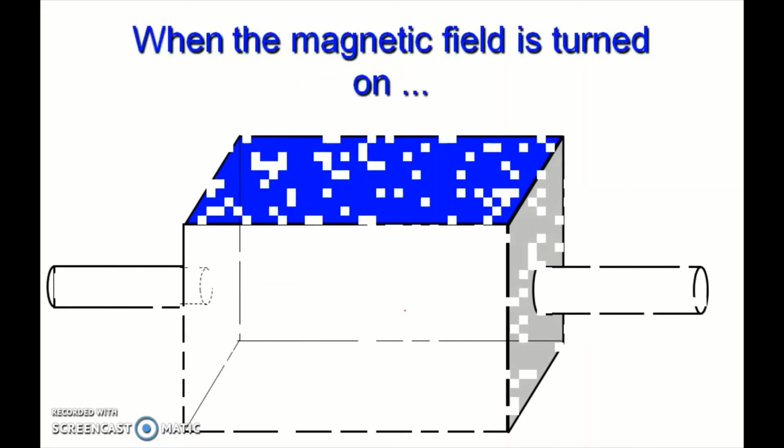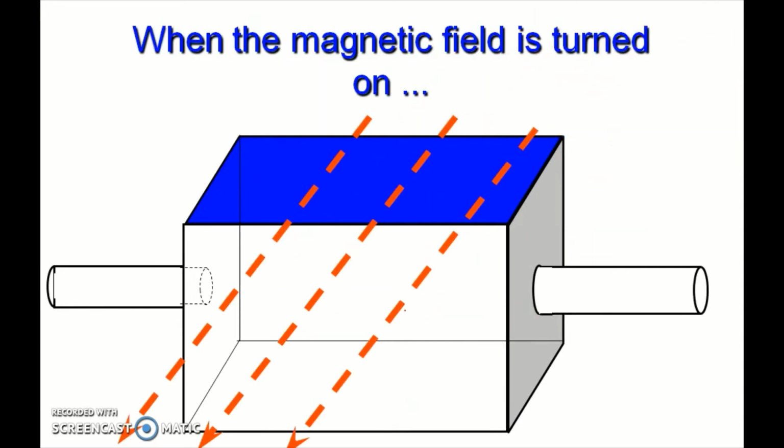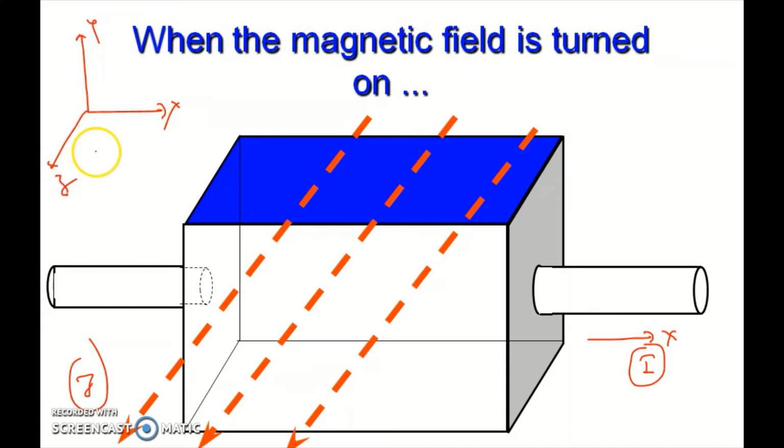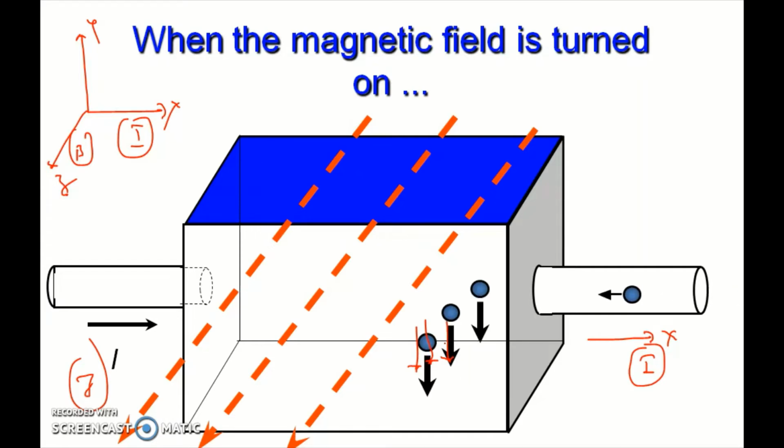And the next one is when the magnetic field is turned on. As I said in the previous slide, if I draw the axes like this, y, x and z, the current is in the x-axis direction and the magnetic field is in the z-axis direction. In that case, all the electrons flowing through the specimen start pushing towards the bottom surface of this specimen that I am showing here.